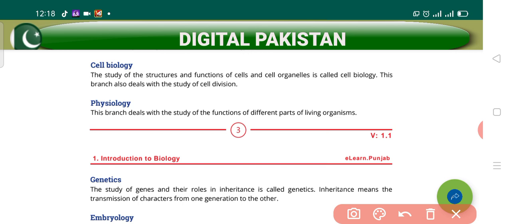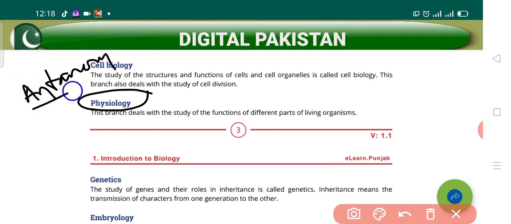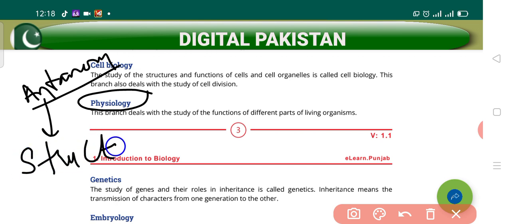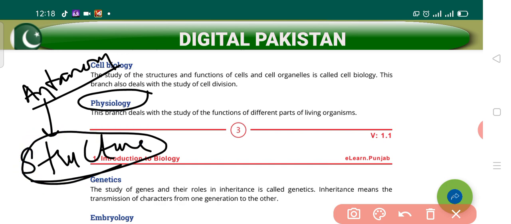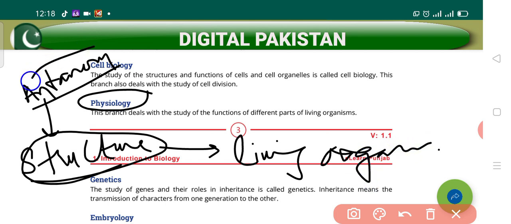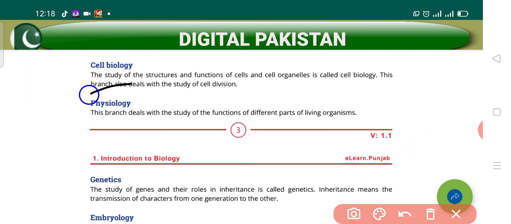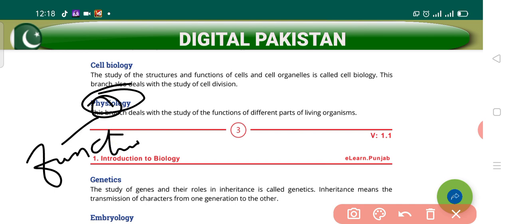Now let's see what is in physiology. Physiology and anatomy are very similar. Mostly the question comes: write the difference between anatomy and physiology. If you remember, I have told you anatomy is to study the structure of a living organism. But what is physiology? Physio means function. So logy, to study the function, is known as physiology. So what is going on, students?